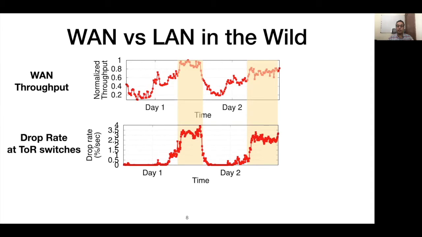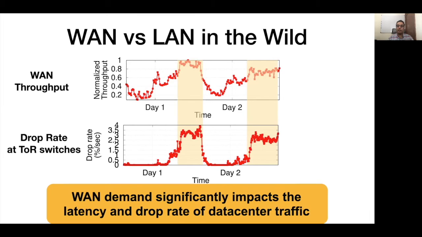We also examined the drop rate at ToR switches. ToR switches are the first point of oversubscription in networks that we've studied and are the location of most of the drops. We see that the drop rate trends also follow WAN demand. This shows that WAN demand significantly impacts and degrades the performance of data center traffic. This behavior is consistent across different clusters and across different time periods.